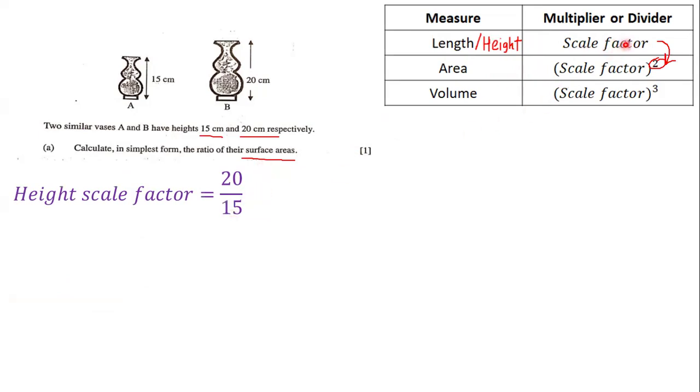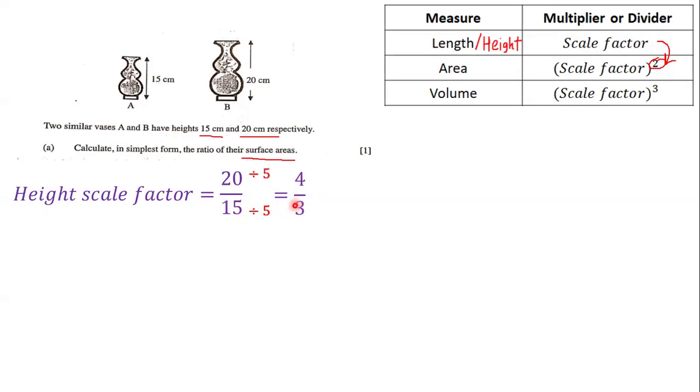Now, we already know that the height scale factor is 20 over 15. So in order for us to figure out the area scale factor, we just have to take our height scale factor and raise it to the power of 2. But before we do that, let's simplify this fraction. 20 divided by 5 is 4, and 15 divided by 5 is 3. And so the height scale factor is 4 over 3 in simplest form.